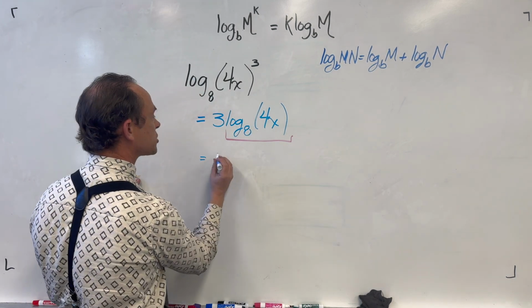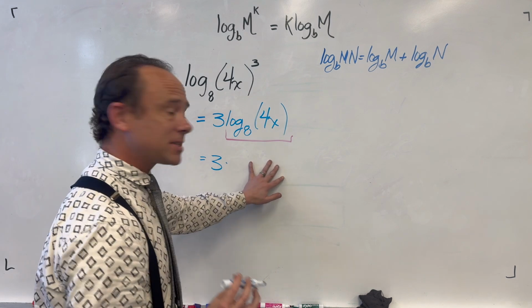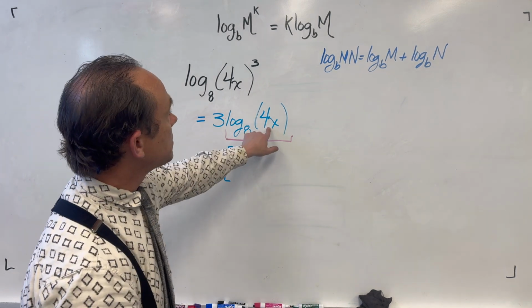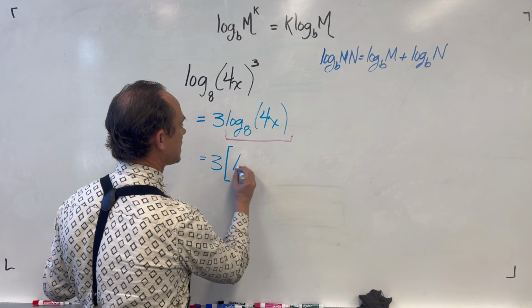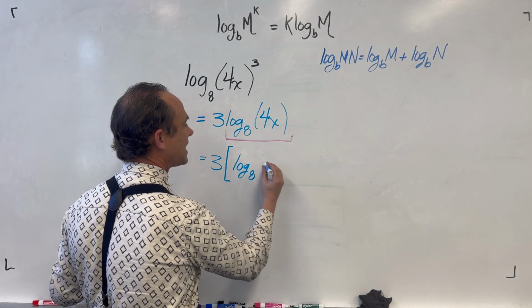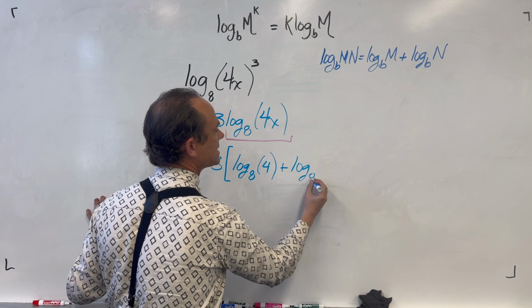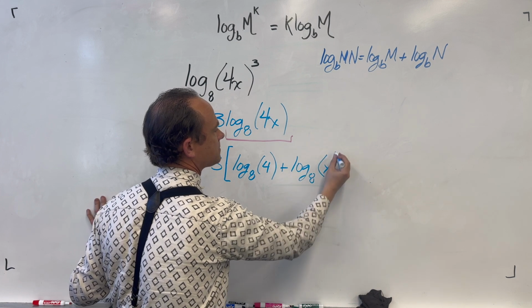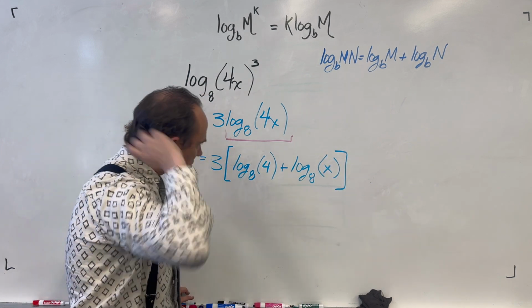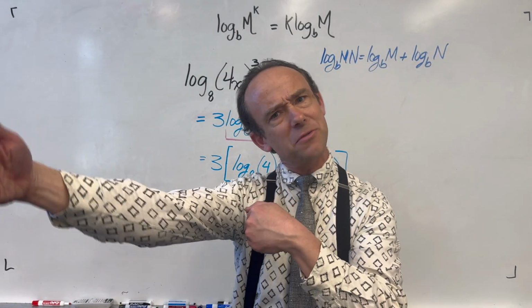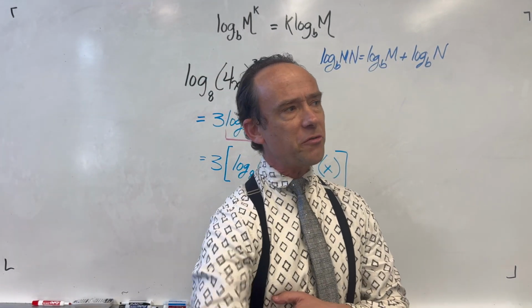So we're going to say equals 3 times. Now I'm going to need some type of parenthesis here or a bracket. And I'm going to apply my rule here. So I got log base 8 of 4 plus log base 8 of x. And you could distribute the 3 or not. I don't know. Either one looks good. Looks good from this vantage point. Looks good from here, Mr. Miller.